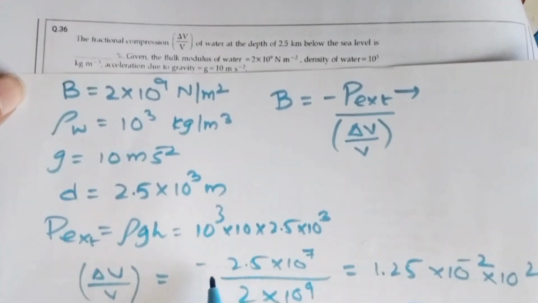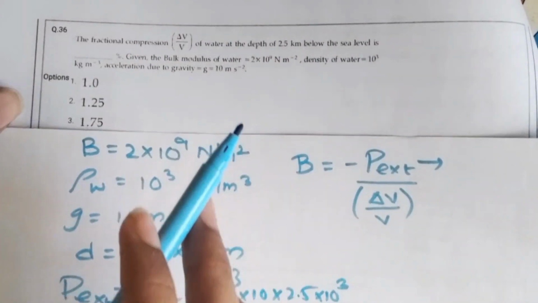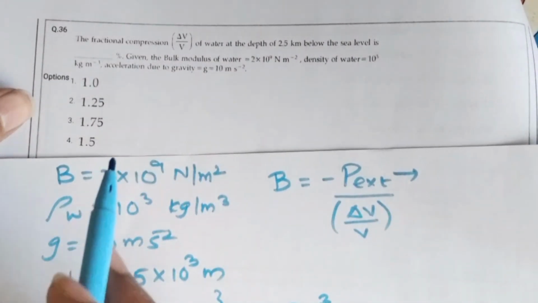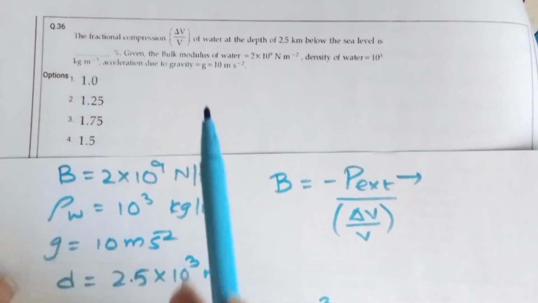You might be wondering where the negative has gone. The negative has gone because it is delta V, right? It might be negative.